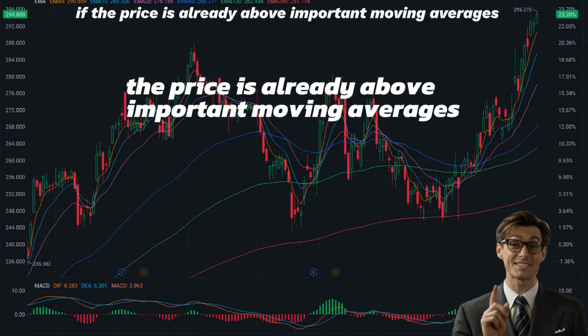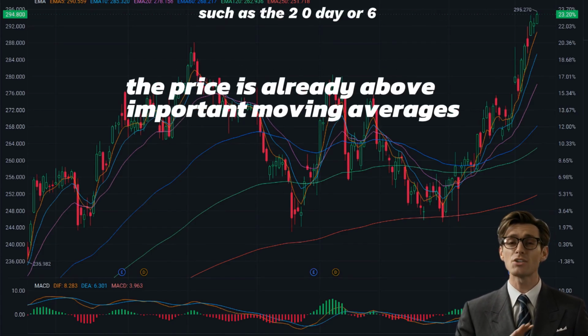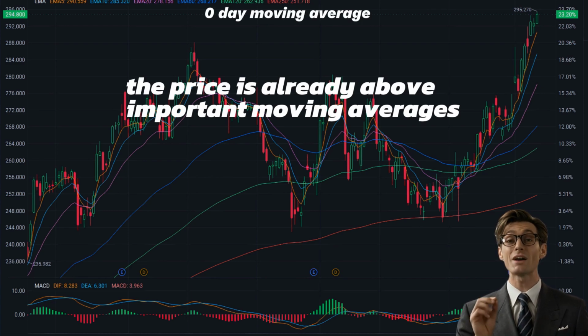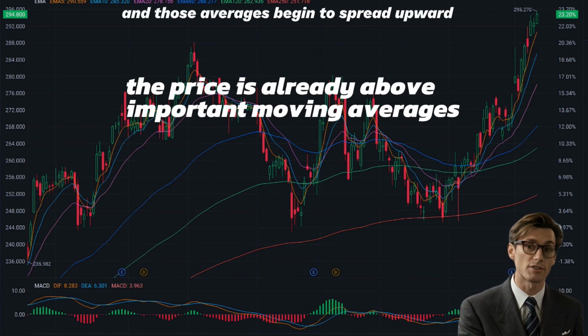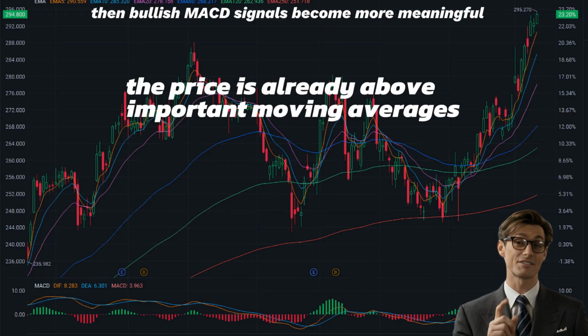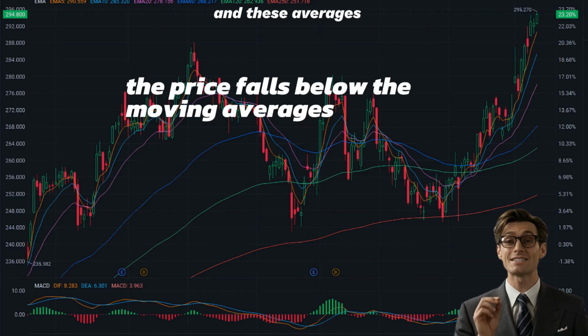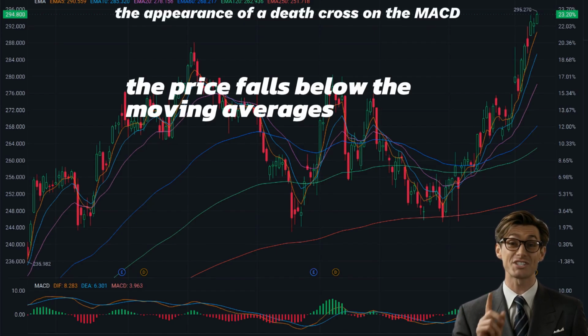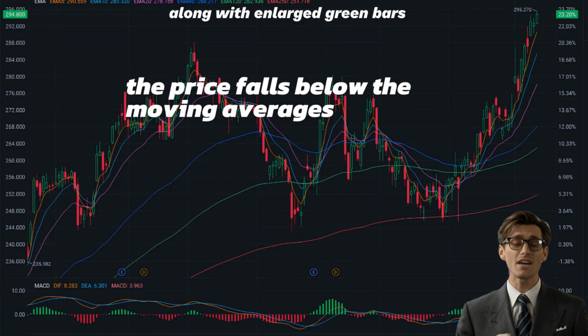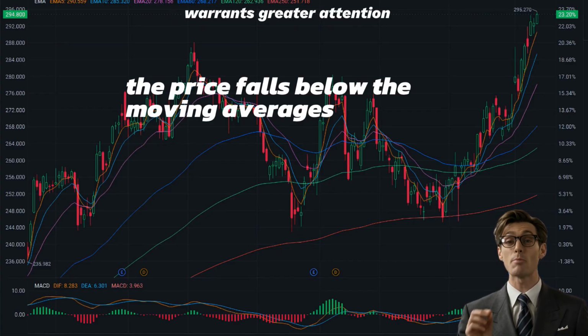If the price is already above important moving averages, such as the 20-day or 60-day moving average, and those averages begin to spread upward, then bullish MACD signals become more meaningful. Conversely, if the price falls below the moving averages and these averages move downward, the appearance of a death cross on the MACD along with enlarged green bars warrants greater attention.